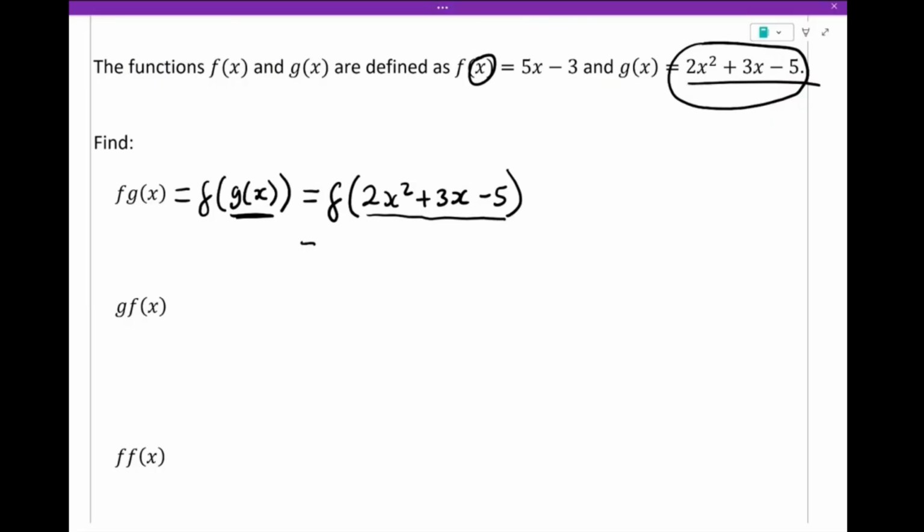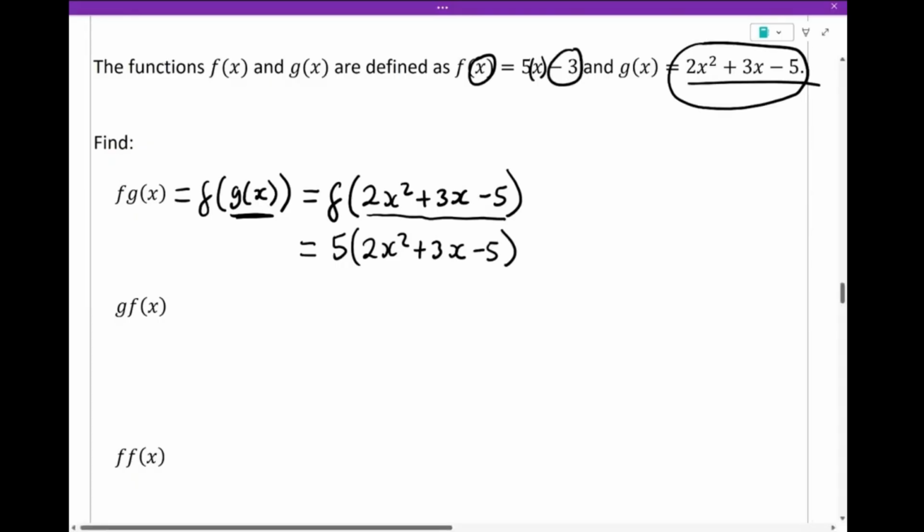I'm going to write equals, and I'm going to start writing out my function f of x. So we've got a 5, and then that multiplies x. Now I'm going to put brackets around my x, because what I'm going to do is replace what is inside the brackets with the underlined part here. So the 2x squared plus 3x take 5. So I'm going to open brackets, and then it's going to be 2x squared plus 3x, subtract 5, close brackets, and then I'm going to have to write in the negative 3. So I'm going to have a subtract 3 here.